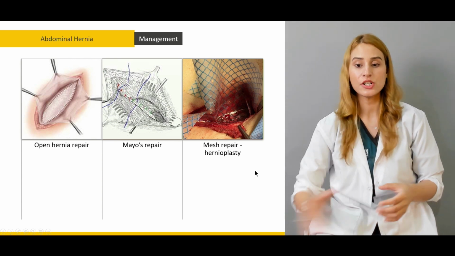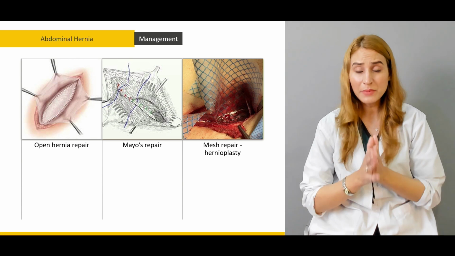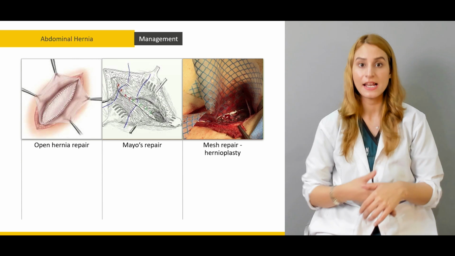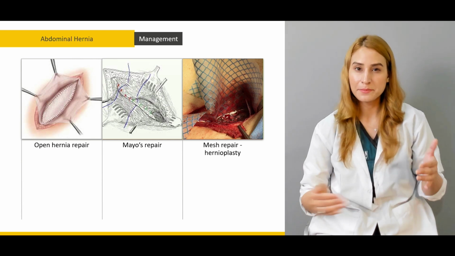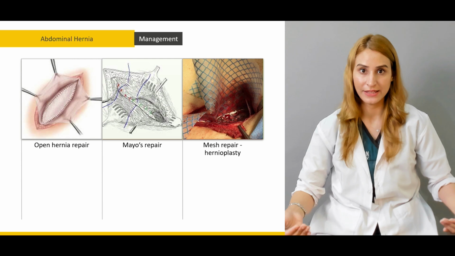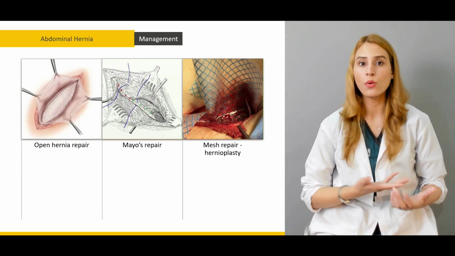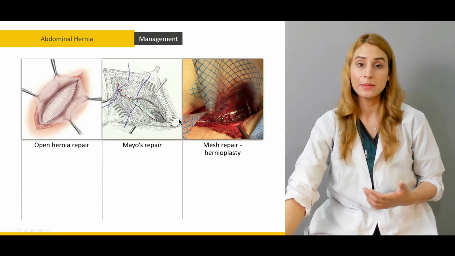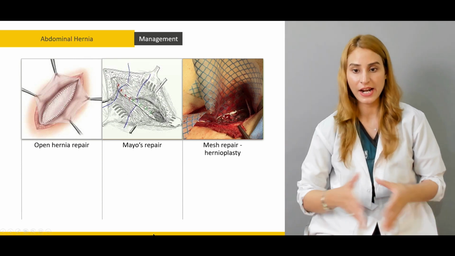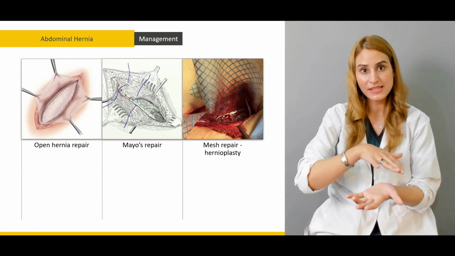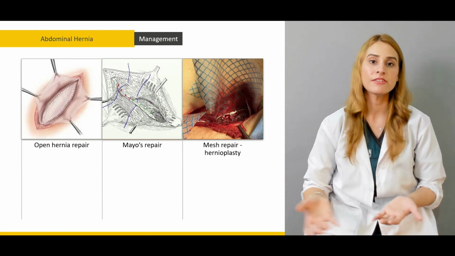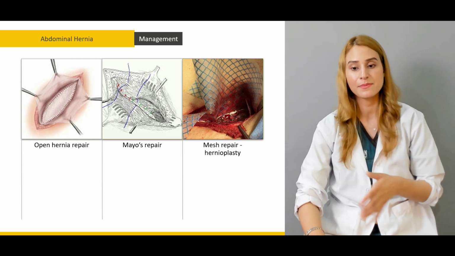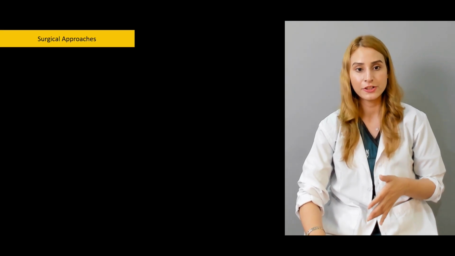The other is a mesh repair hernioplasty, right? And most commonly today we are going for the mesh hernioplasties, because the mesh gives tensile strength. We need to give the wall tensile strength so that there is no recurrence. In open hernia repair and Mayo's repair, there is more chance of recurrence, but in case of mesh repair, if you place a mesh over the defect, the recurrence rate is very much reduced. So nowadays mesh repair hernioplasty is the preferred strategy.